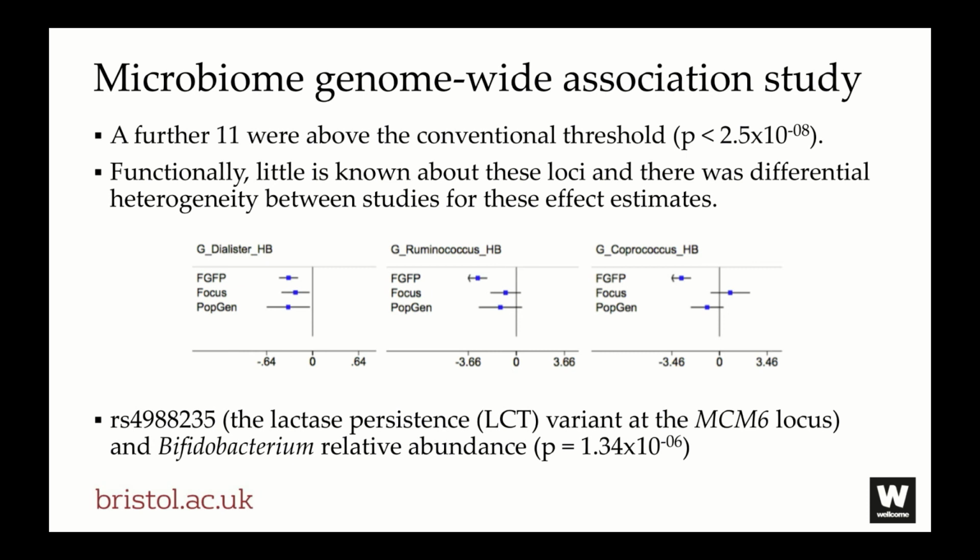But nicely, one of the positive controls for our GWAS was one of the most consistently reported SNPs and bacteria in the literature, which is a SNP in the MCM6 locus, which is associated with whether or not someone can metabolize milk, and bifidobacterium. So if you're lactase persistent, able to tolerate milk after weaning, you have lower levels of bifidobacterium in your gut because you don't need it to help you metabolize milk.